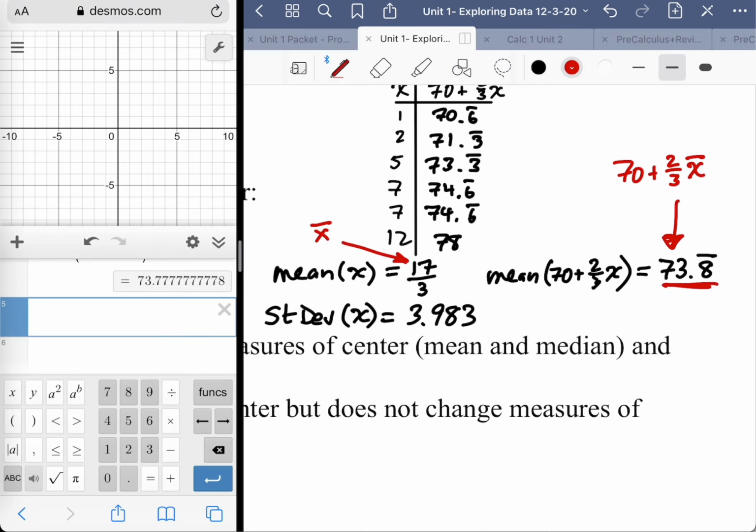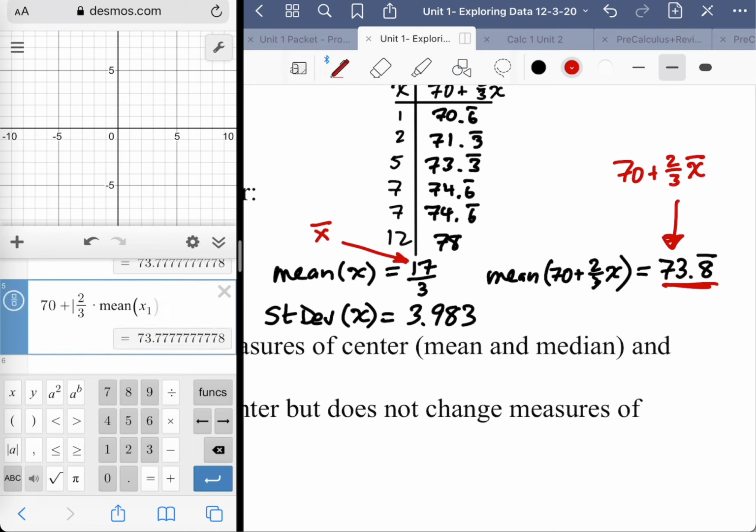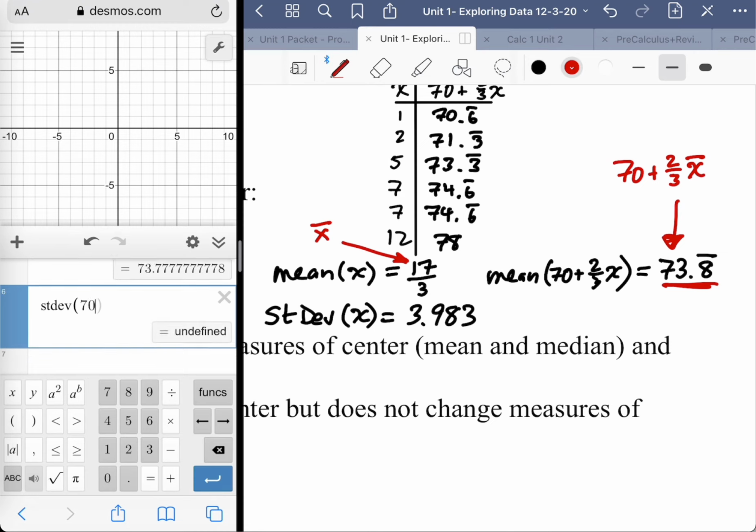So in this case, I would say 70 plus 2/3 times the mean of my x1 values. Oops, I hit equals accidentally. You see, you get the same value, 73.8 repeated. Then we would look to see if that's what would happen for the standard deviation. So I'm going to compute the standard deviation for the 70 plus 2/3 x1.